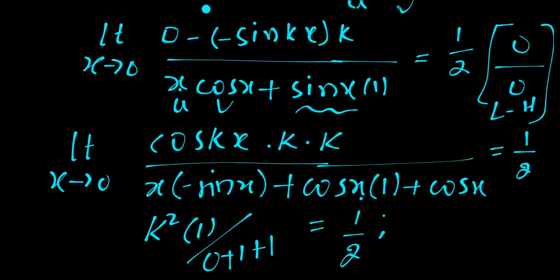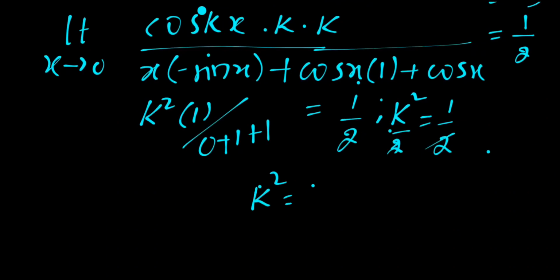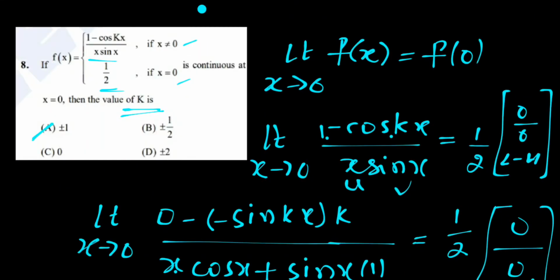K square is equal to k square by 2, which is 1 by 2. K square 2 get cancelled. K square value is 1, which implies k is equal to plus or minus 1. So the correct option is A.